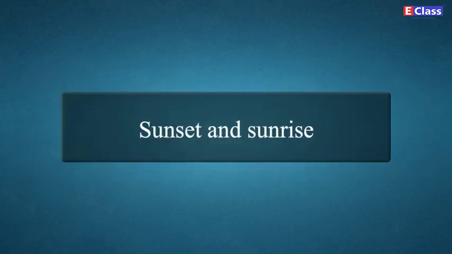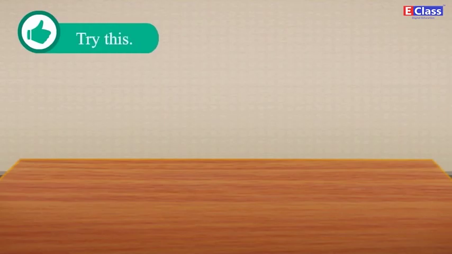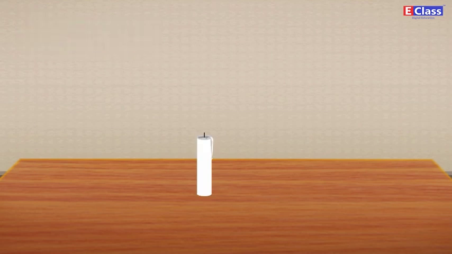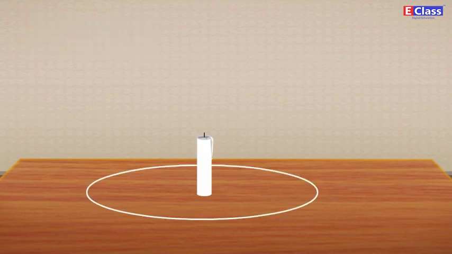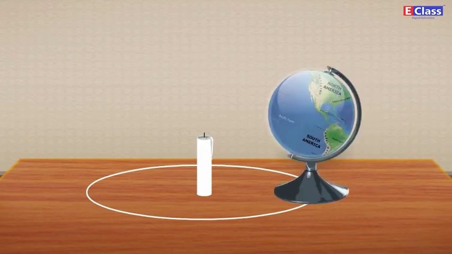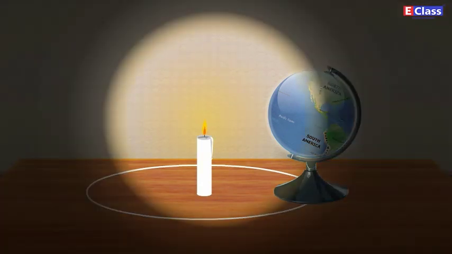Sunset and sunrise. Try this. Stand a candle in the middle of the large table. Draw a big circle around the candle. Place a globe at any point of this circle. Light the candle. See that it is dark in the room.